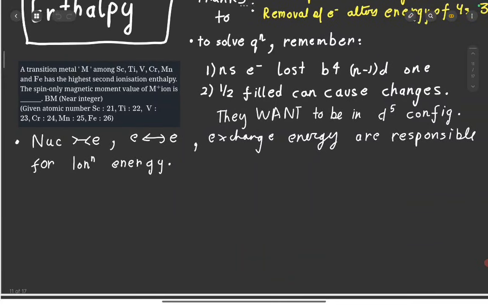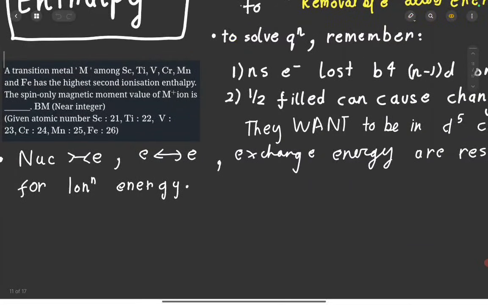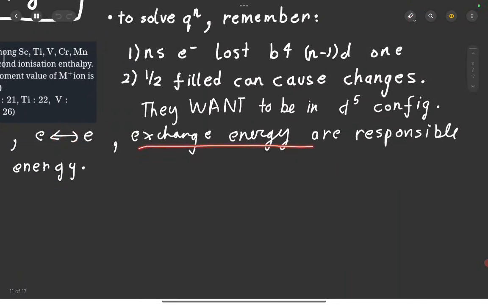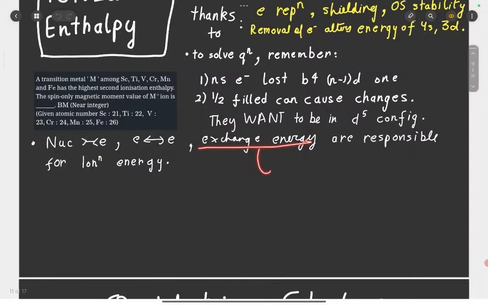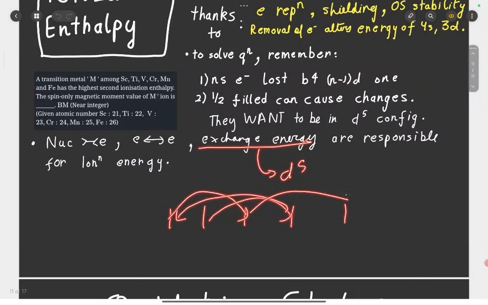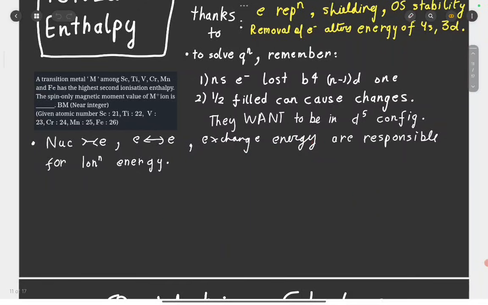Okay, and what factors control the ionization energy? Nucleus electron attraction, electron repulsion, and exchange energy. Exchange energy is a fancy way of saying half filled. When a lot of electrons of the same spin are there, they can sometimes exchange positions, which causes them to release energy, and it imparts extra stability to the system.